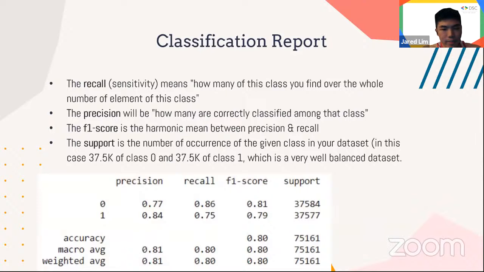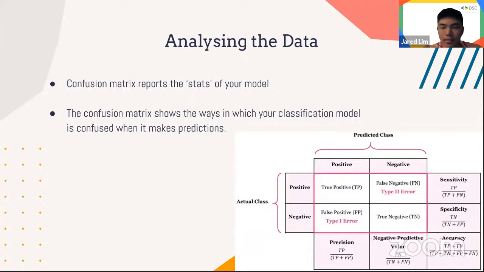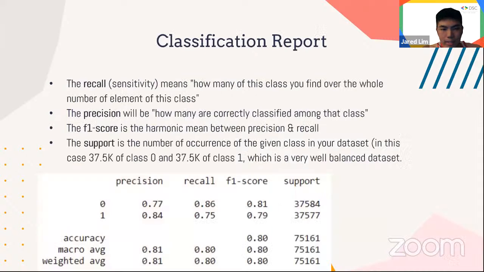And the classification report is just an extension of the values from the confusion matrix. So the recall, or the sensitivity, basically refers to how many of this class we'll find over the whole number of elements of this class. And the precision is how many will be correctly classified among that class. And then the F1 score is the harmonic mean between precision and recall.